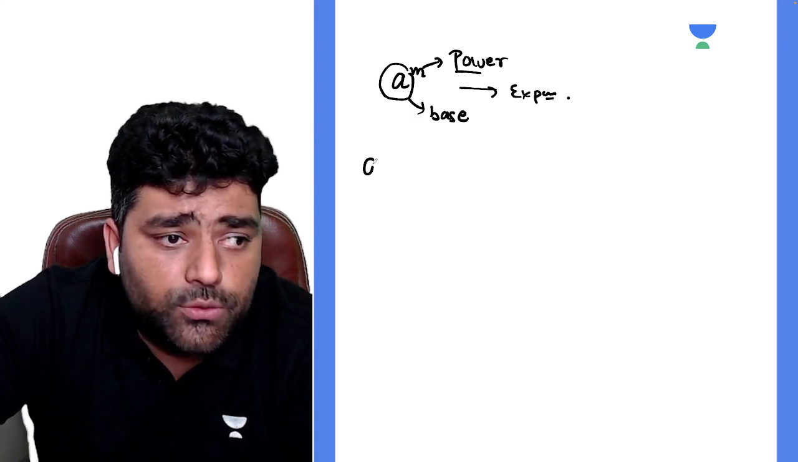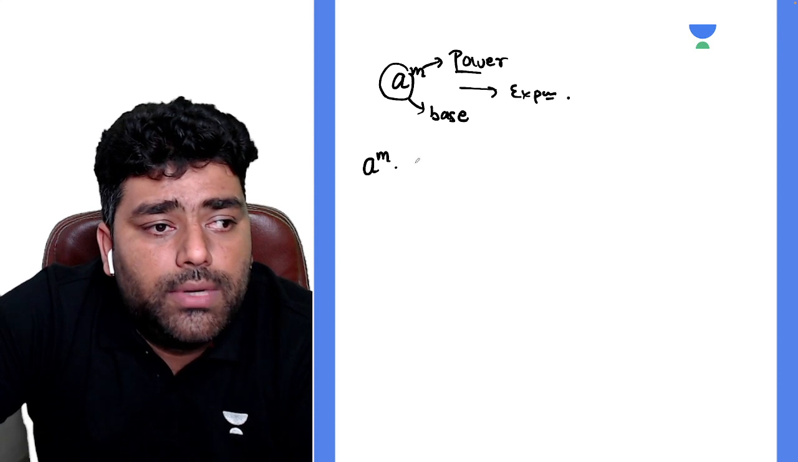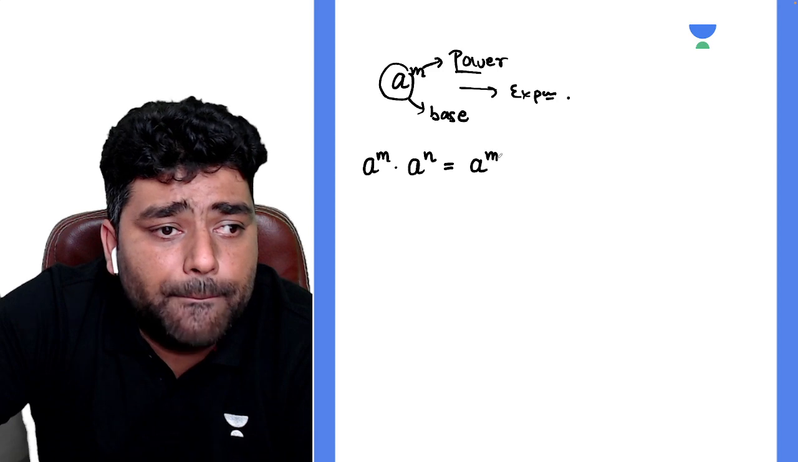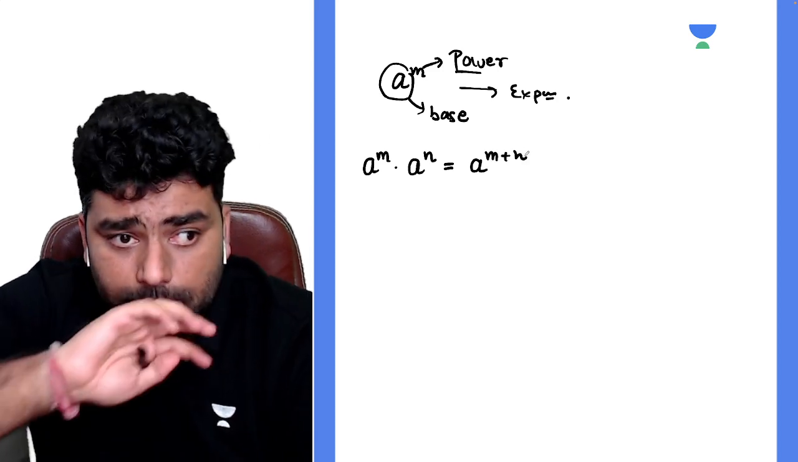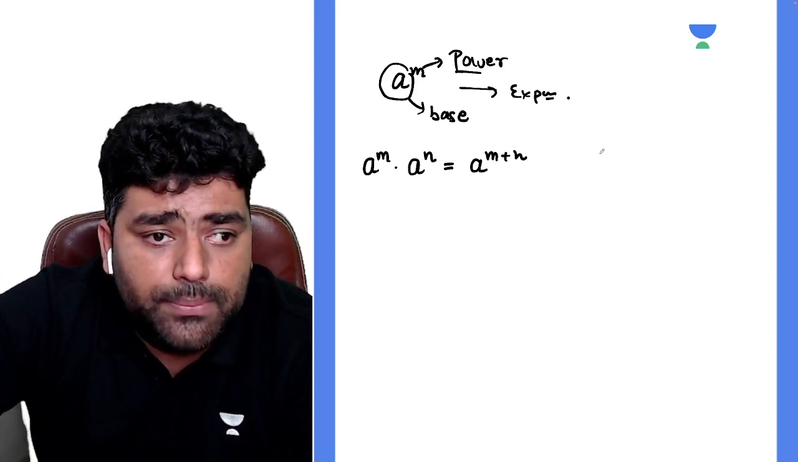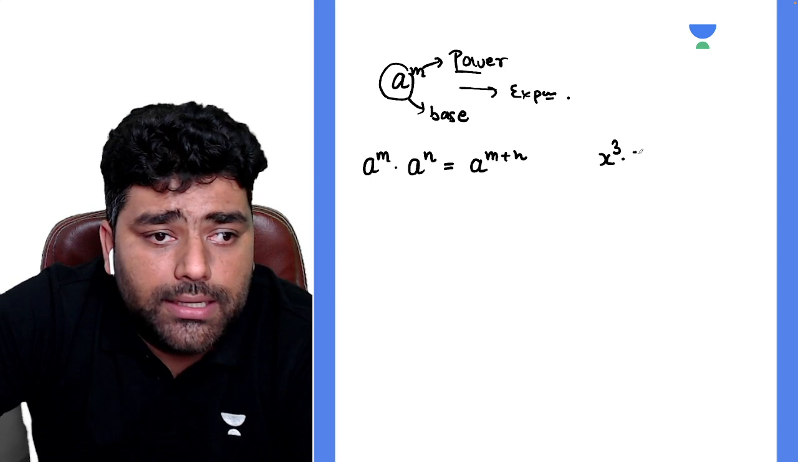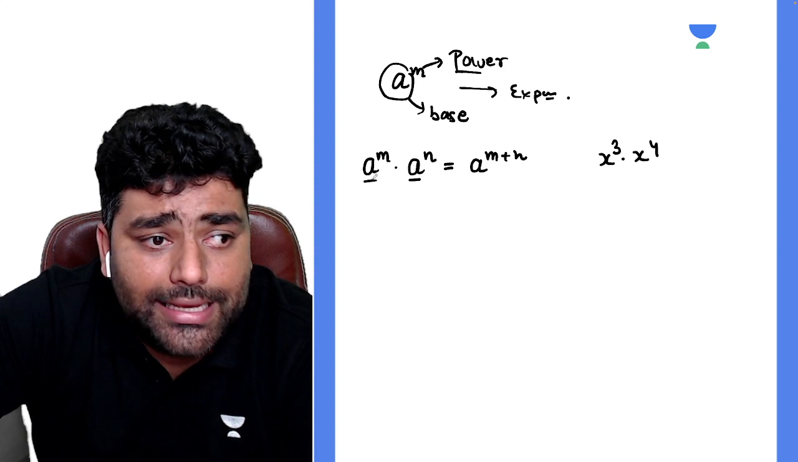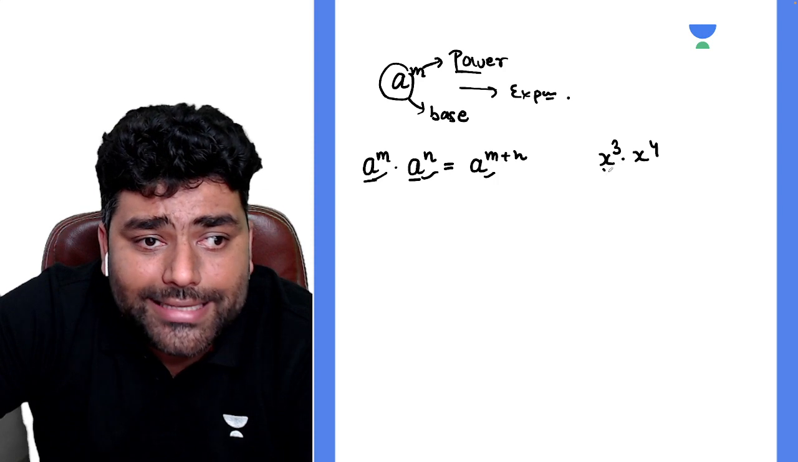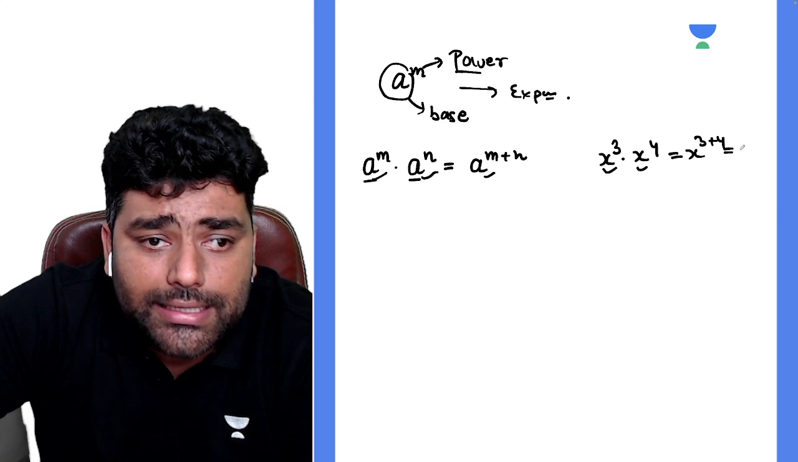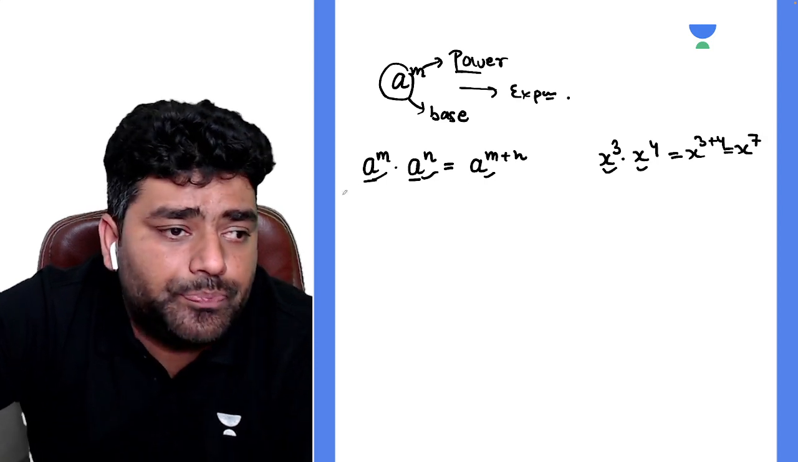Suppose you have a to the power m multiplied by a to the power n. So this is going to be a to the power m plus n. Correct, guys? Suppose I give you this example, x to the power 3 multiplied by x to the power 4. The one important thing: the base should be the same here. So the base is a here, the base is a here, so that's why the powers are added. Here also the base is x, the base is x. So the power will be added. So this will be 3 plus 4, that is equal to x to the power 7.